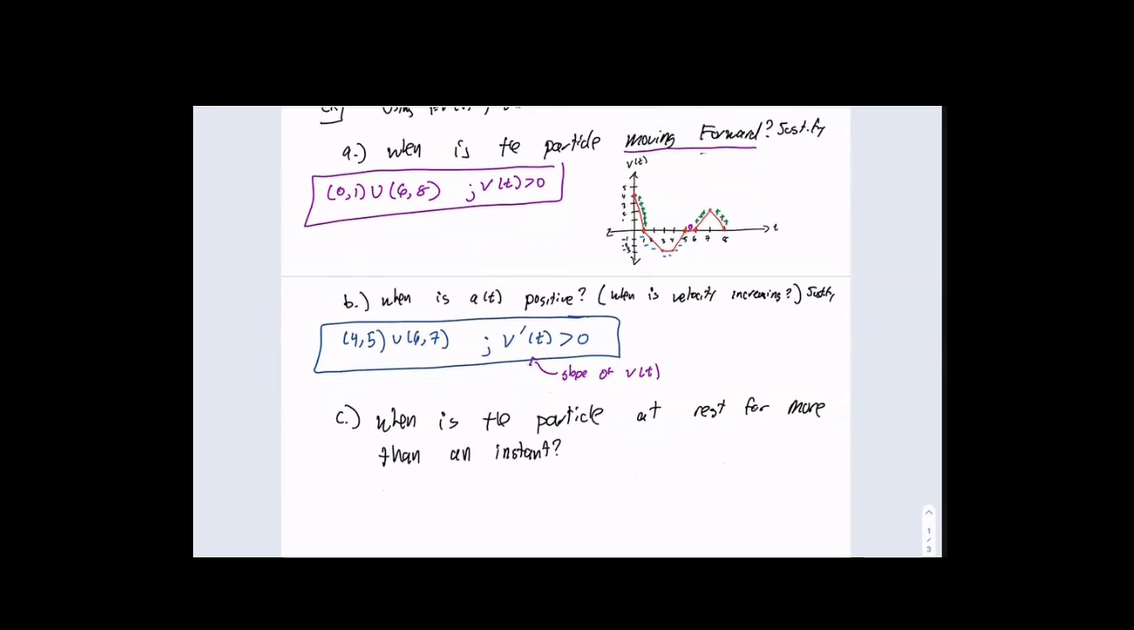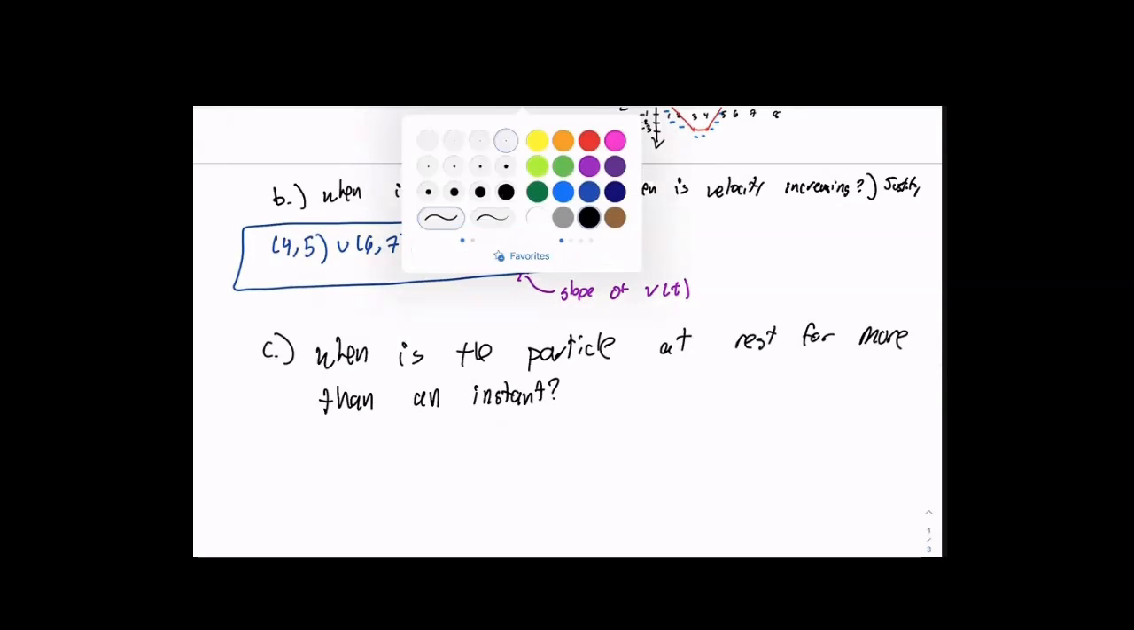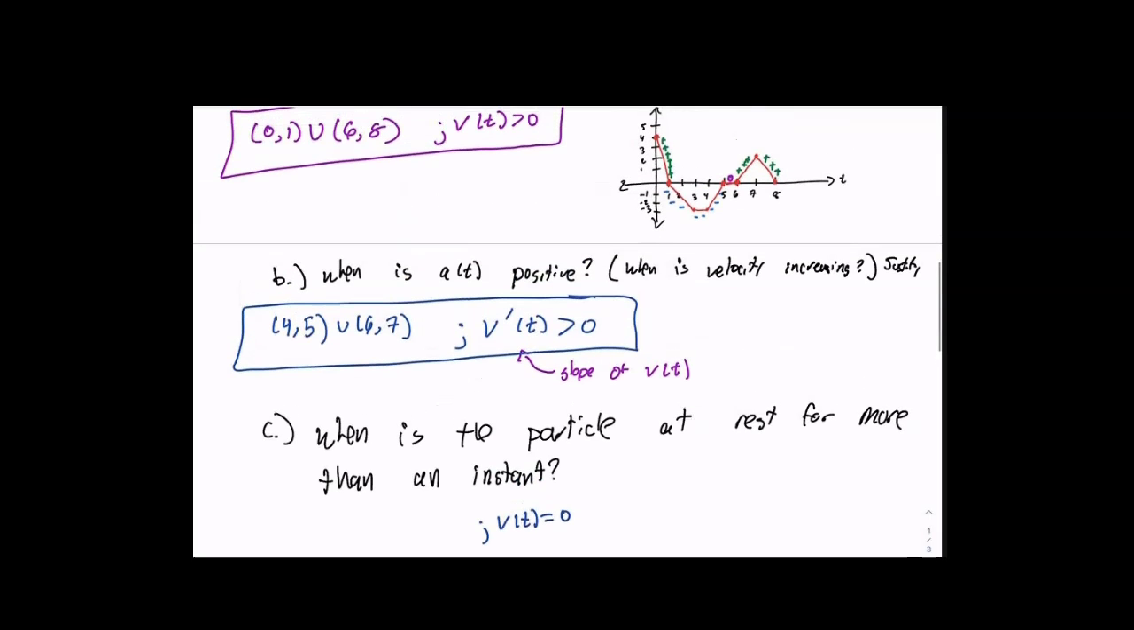So when is a particle at rest? Now here's the calculator, or taking its physics. When is a particle at rest? When v of t equals 0. Okay, and we want to know when its velocity is equal to 0 for longer than an instant.